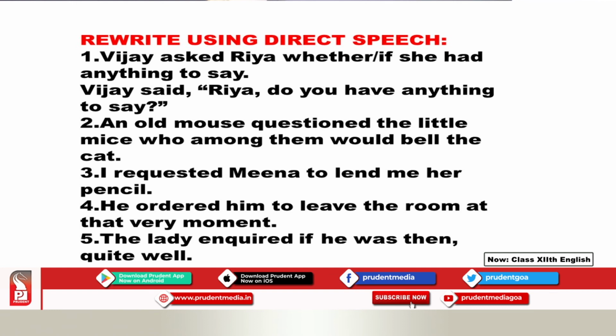The second, an old mouse questioned the little mice who among them would bell the cat. The third sentence, I requested Meena to lend me her pencil. Of course, when you are borrowing something, you must use that word. The fourth sentence, he ordered him to leave the room at that very moment. And the fifth sentence, the lady inquired if he was then quite well.